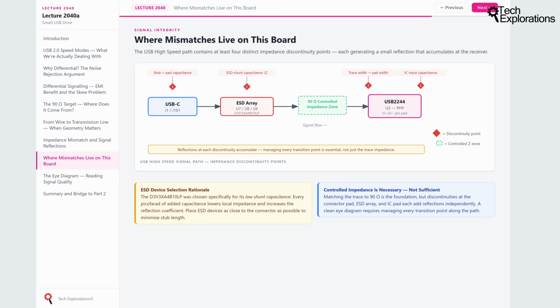A design that manages each discontinuity individually through careful placement, minimal stub lengths, and consistent trace width arrives at the receiver with a much cleaner signal than one that ignores any of them. Controlled impedance on the trace between these discontinuities is necessary, but it's not sufficient on its own. The full signal path requires attention at every transition point.